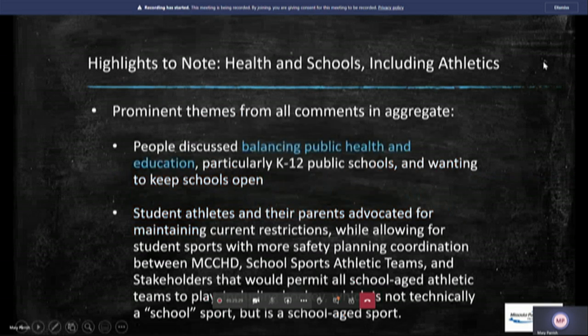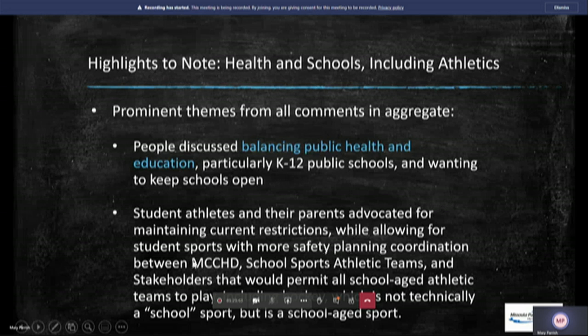And then a lot of other comments included information about the public school system, particularly K through 12. I think there were maybe 23, 25 comments specifically that advocated for increased restrictions, and they also noted, hey, we really, really want the schools to stay open. Please try and do whatever you can to keep them open.